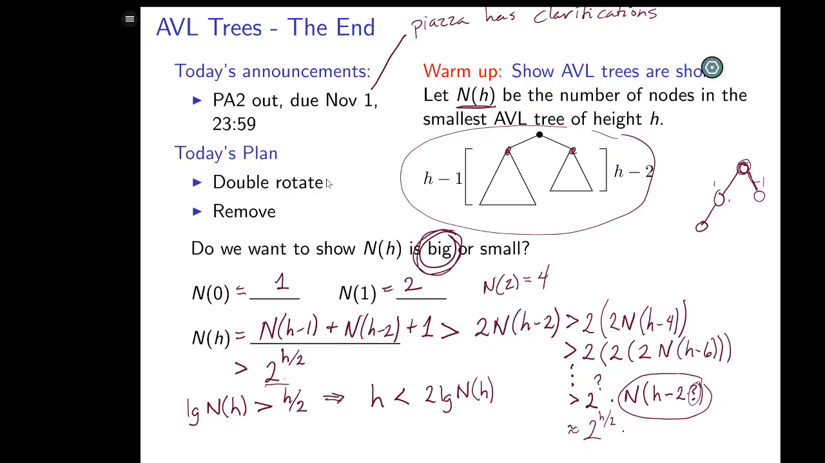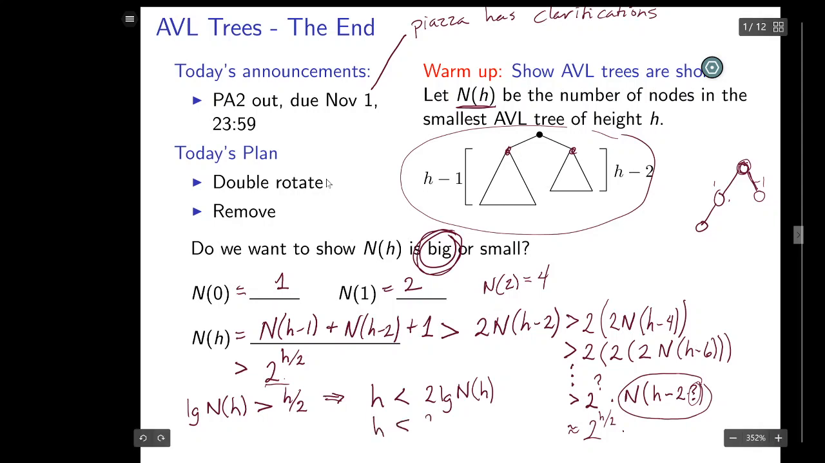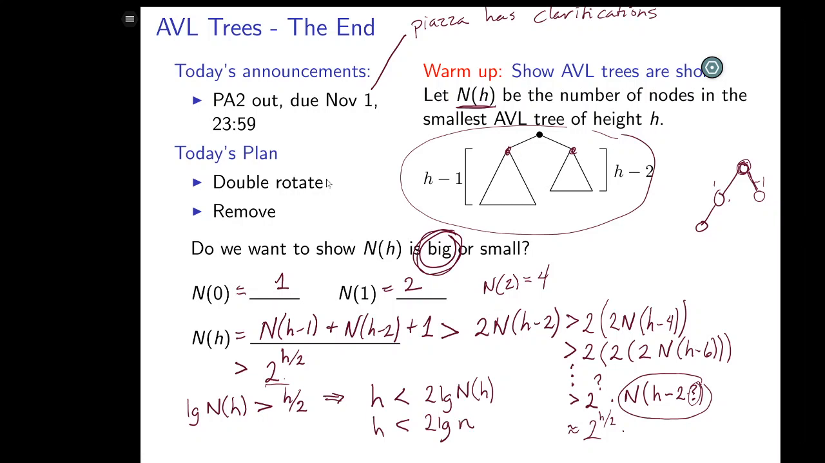Tell me what you want to say. Less than 2 times the log of the number of nodes you have in the tree. Yeah, you want to say h is less than 2 times log n. That's what you want to say. Why is that true? What's so special about n of h, the function n of h?